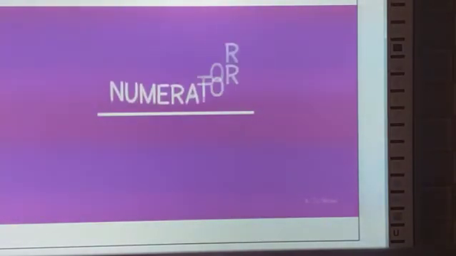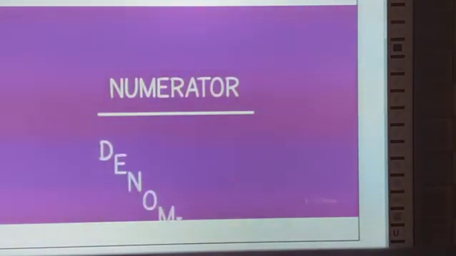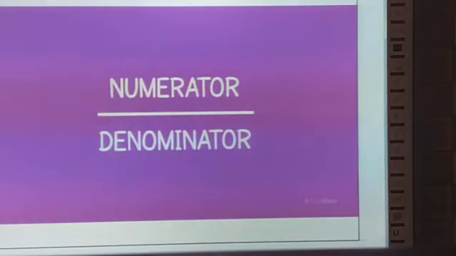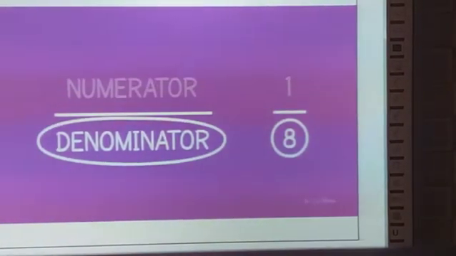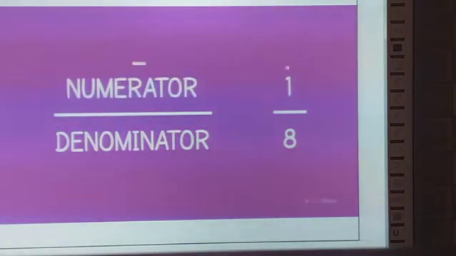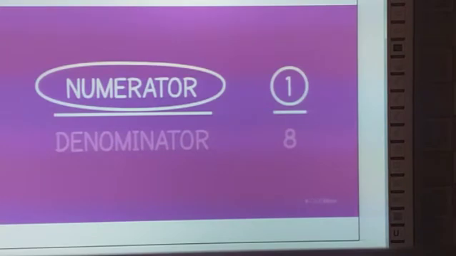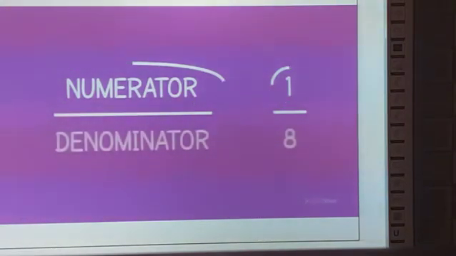A fraction has 2 parts, a numerator and a denominator. The denominator is the bottom number in a fraction. It represents the total number of equal parts that the item has been divided into. The numerator is the top number in a fraction. It represents the number of equal parts of the item that you have.